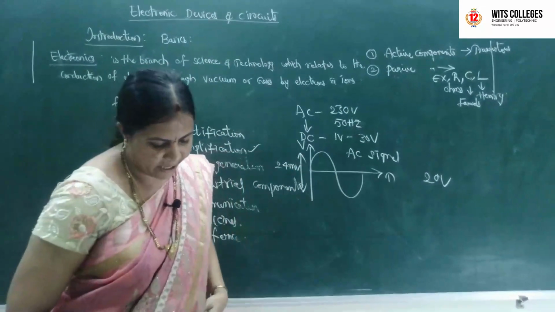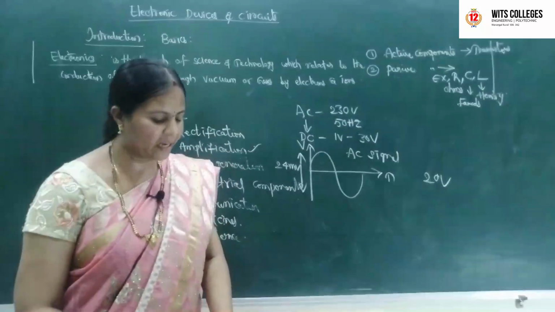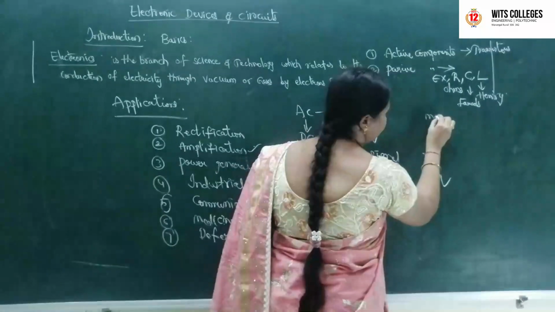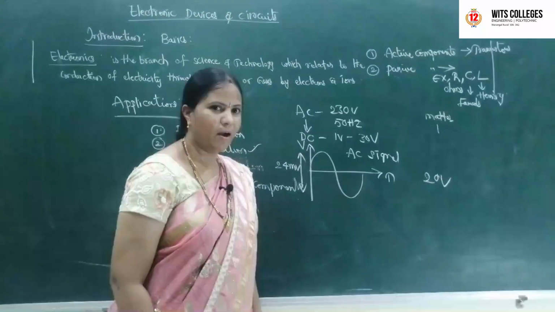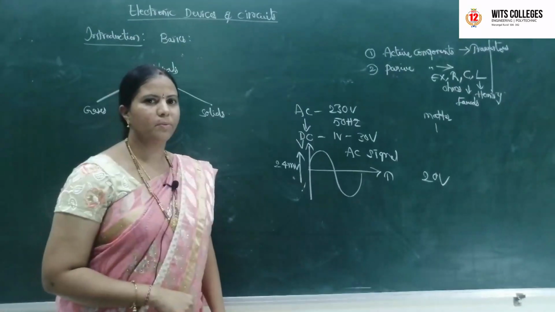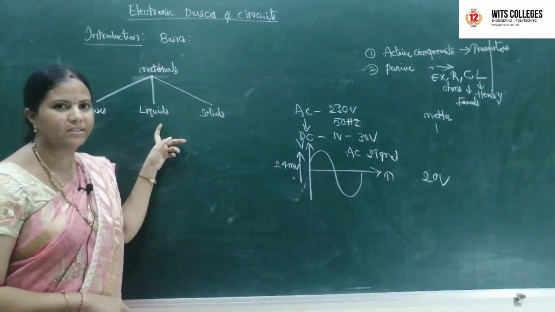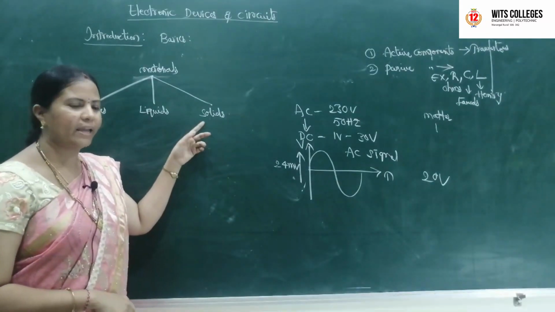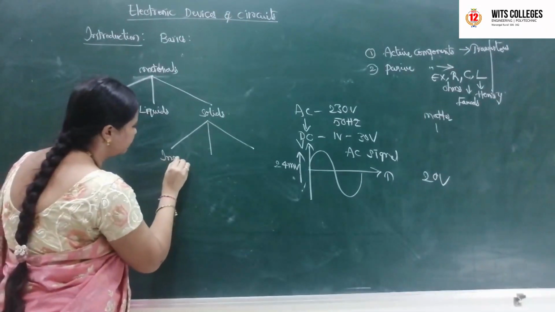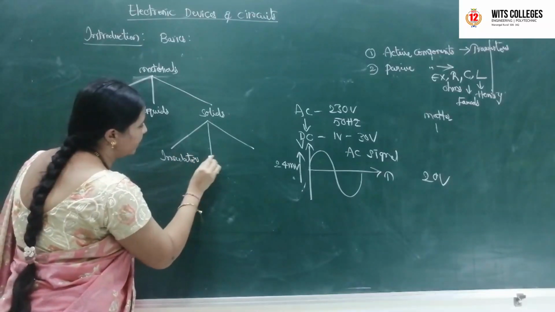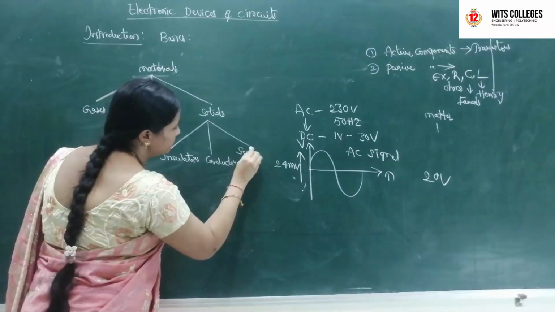So coming to the next, matter or material. Matter is divided into three types. The materials are classified into three types: gases, liquids and solids. Again the solids are divided into three types. What are those? Insulators, conductors and semiconductors.